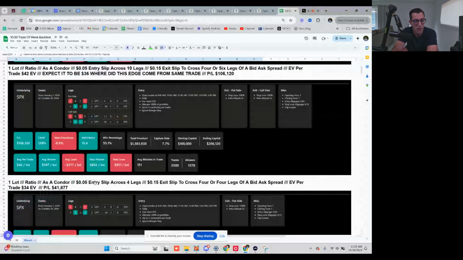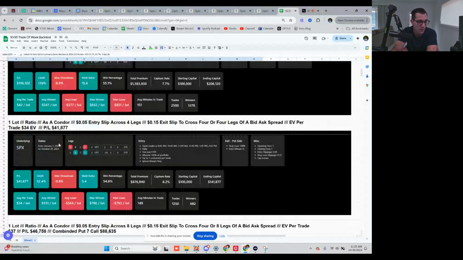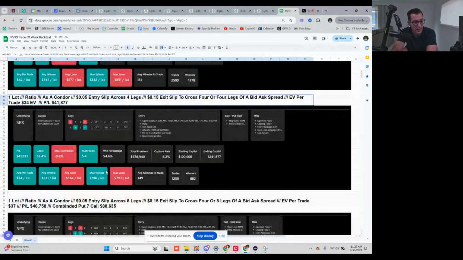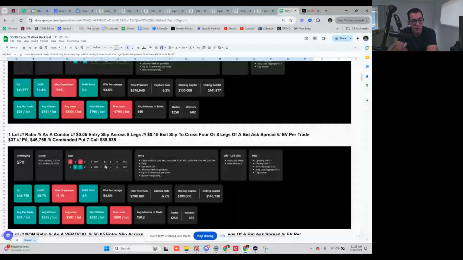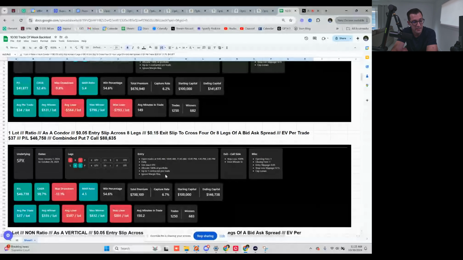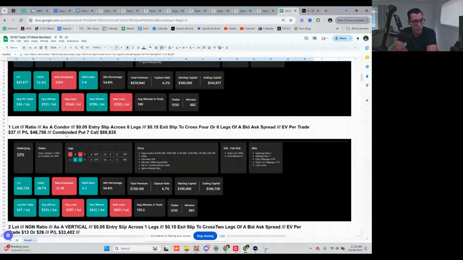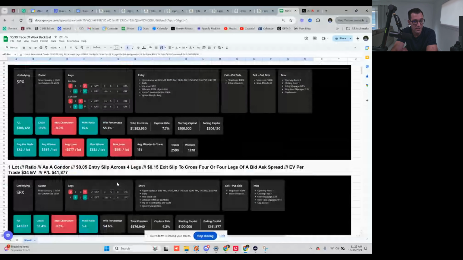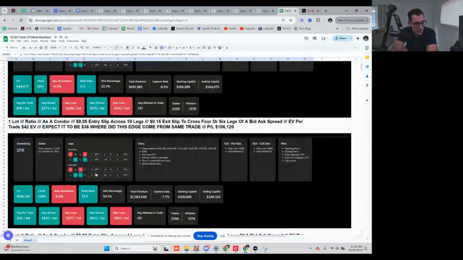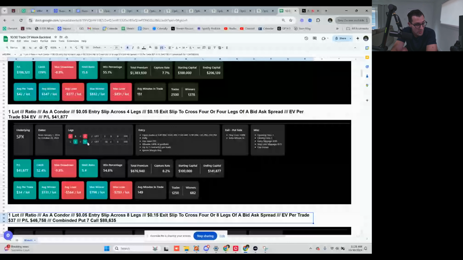The next example I wanted to give is testing these individually as a vertical. So again, same contracts, same time frame, and this is also as a ratio. I get a P&L of $41,000 for the put side. Then on the call side, same thing, 4 contracts as a ratio, same time, same contracts. I get an expected value of 46 here and 41 here for a combined 88. Again, this $88,000 P&L is nowhere near the $106,000 P&L here because we're paying twice the entry slippage.